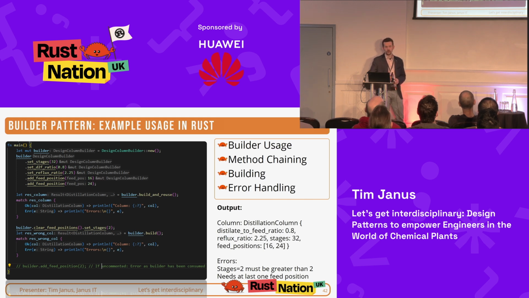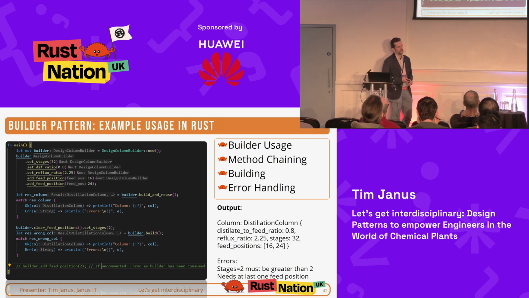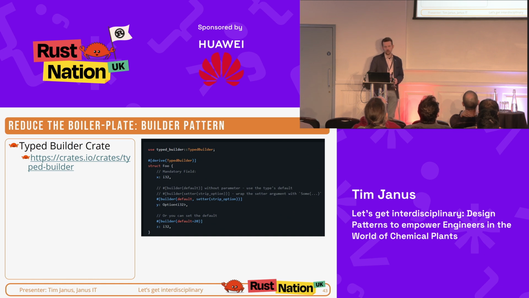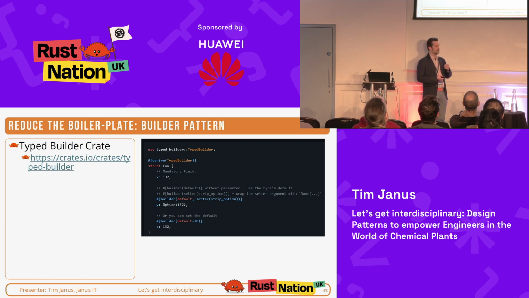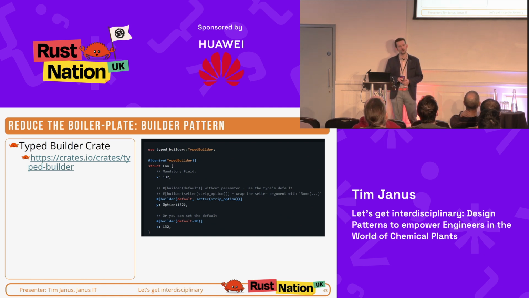And in the following code, we clear the feed position, set the stages to 2 just to demonstrate, okay, there are some errors now collected during the build method. And this is really an idea you would more use in older languages like C++, with collecting these error messages. We will see nicer ways with generics in the next part. And what you can also do, you can reduce a bit the boilerplate when you don't want to start writing your own stuff. But for example, with a type builder crate, you can use macros on the, let's say, main struct to define your builder and the behavior.